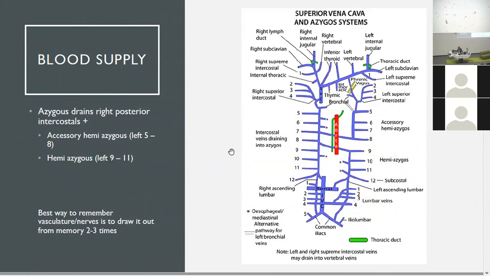And blood supply. What I tried to do last year to get my head around this is draw it several times until I understood what's going on. The main thing is that you have your accessory hemiazygos and your hemiazygos on the left side, and they both drain onto the azygos on the right side. The posterior intercostals on the right side also drain onto the azygos, and then the azygos goes into the superior vena cava at the T4-5 thoracic plane. Just try and draw it out in a way that makes more sense to you. Otherwise, we could spend the whole day going through that.